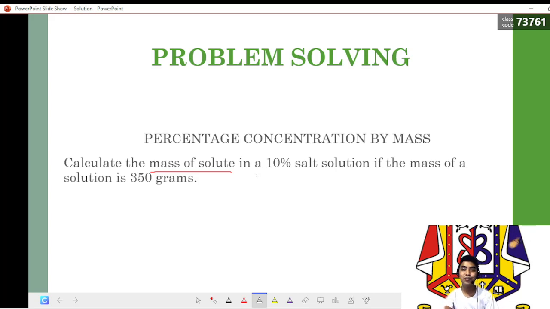Okay? So I hope nasundan natin kahit paano yung aking pong discussion or simple explanation for solving problems regarding the percentage concentration by mass. And of course, kung meron kang question, balikan nyo lang po yung ating pong mga diniscuss.